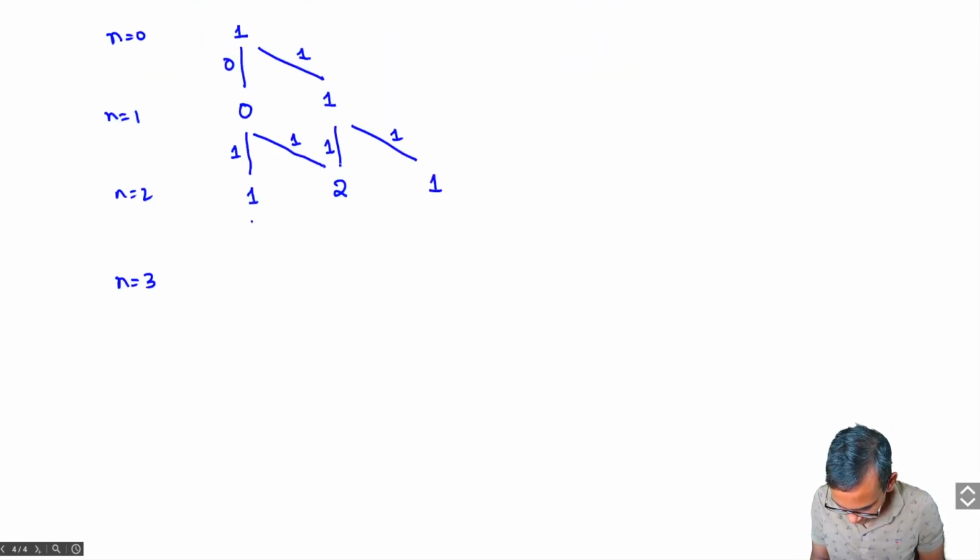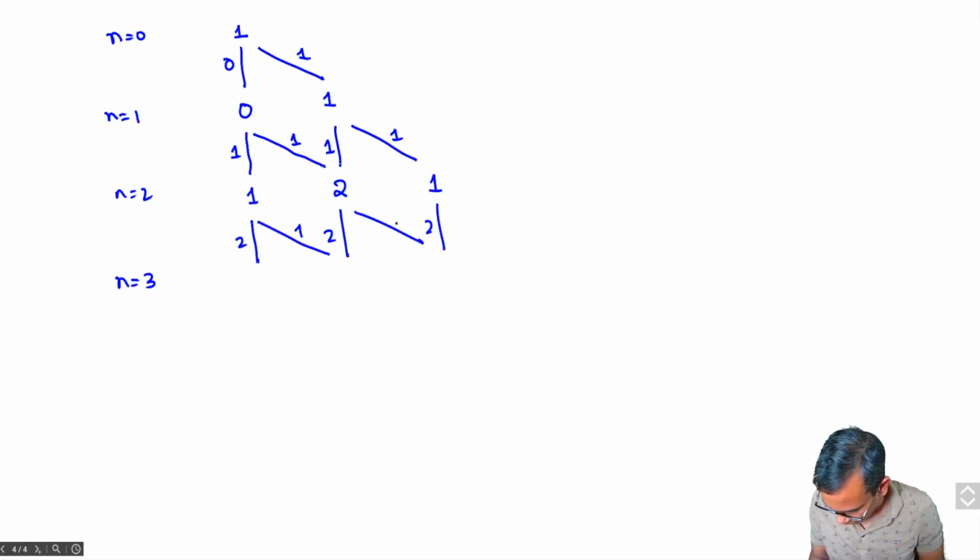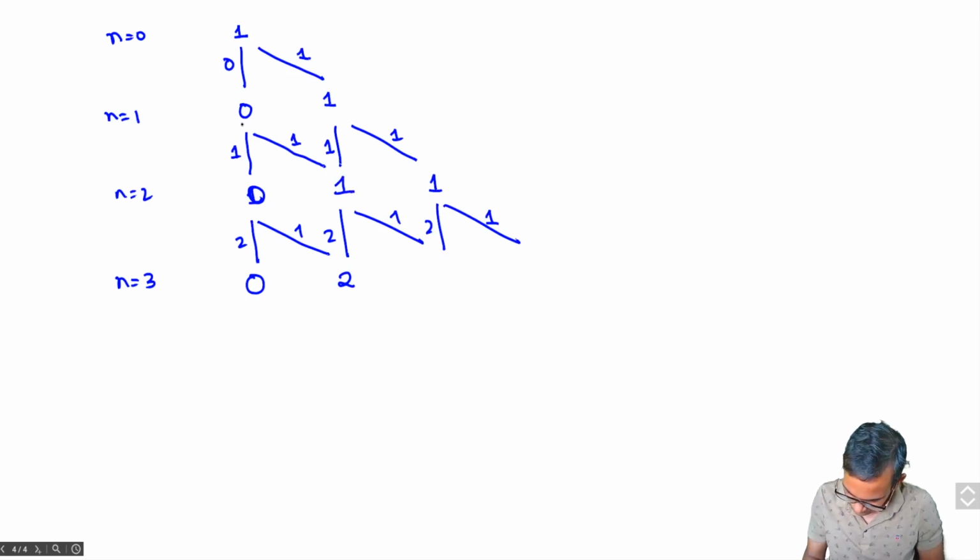For n equals 3, we'll take vertical arrows 2, 2, 2 and diagonals 1. Now what we get here is, oops, this is still 0. So here we get 0. Here we get 0 times 1 plus 2 times 2, so that is 2. Here we get 2 times 1 plus 2 times, sorry, this here is 1. 0 times 1 plus 1 times 1. So this is 1 times 1 plus 2 times 1, that's 3.